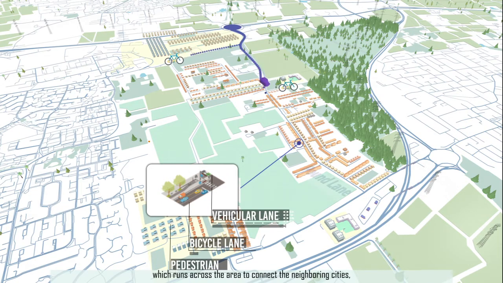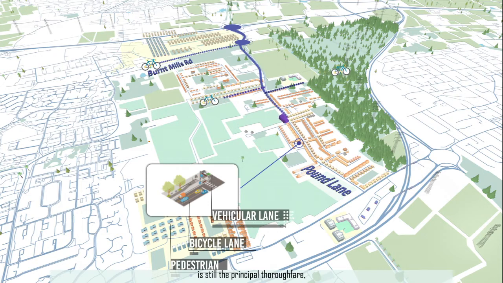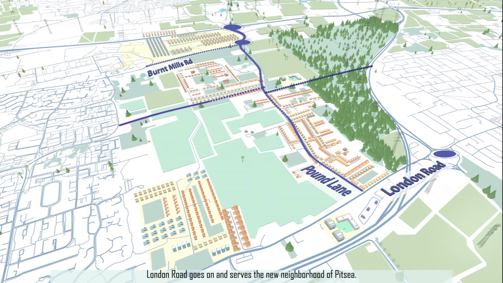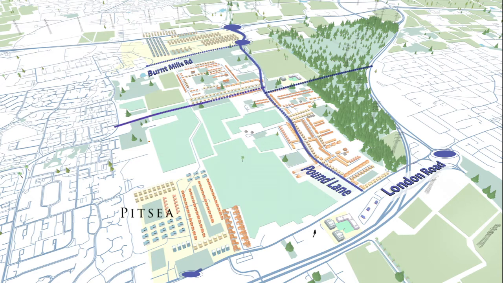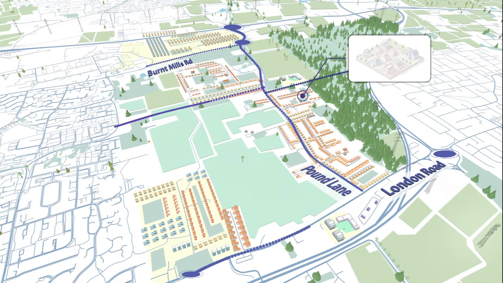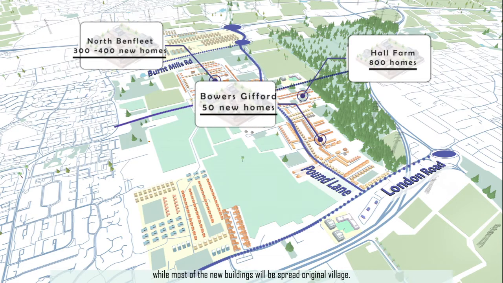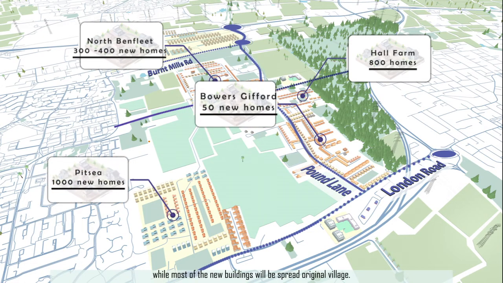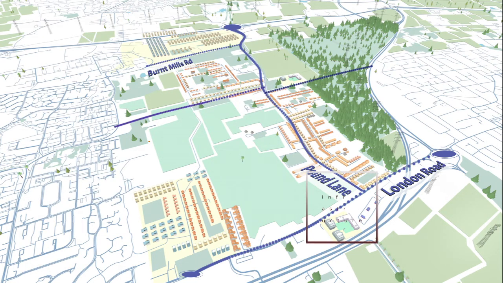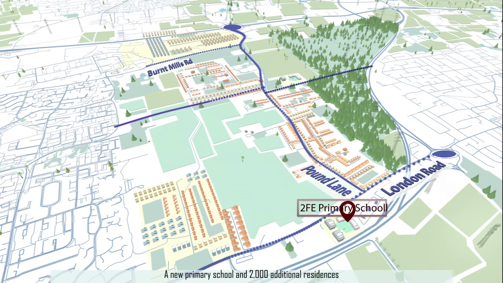The main line, which runs across the area to connect the neighboring cities, is still the principal thoroughfare, but the plan also includes bicycle and pedestrian lines. London Road goes on and serves the new neighborhood of Pitsea. A few buildings will be constructed around the historic residential zones, while most of the new buildings will be spread around the regional village. A new primary school and 2,000 additional residents have been added to the neighborhood.